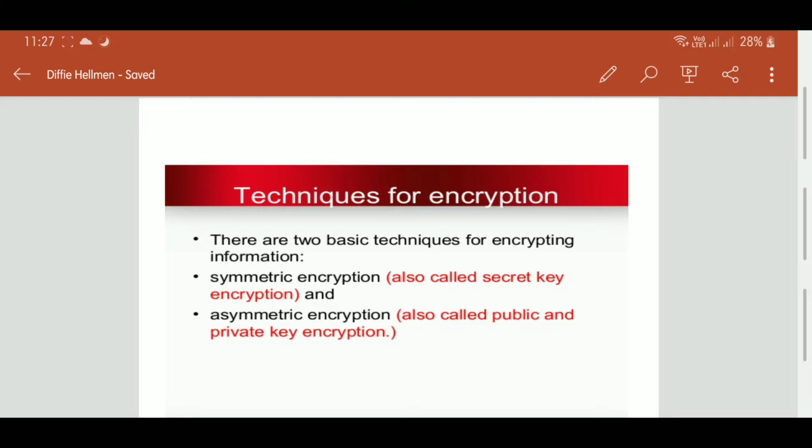Let's see techniques for encryption first. There are two basic techniques for encryption: symmetric encryption and asymmetric encryption. Symmetric encryption is also called secret key encryption, and asymmetric encryption is also called public and private key encryption.